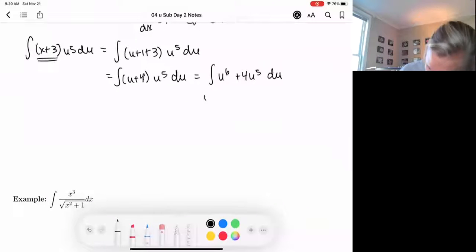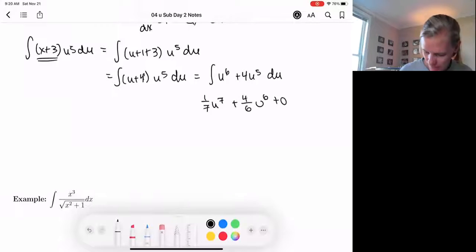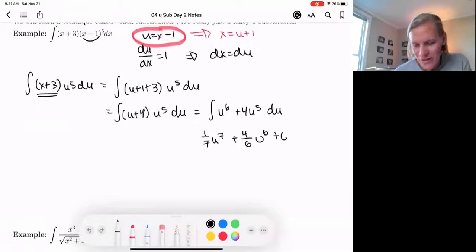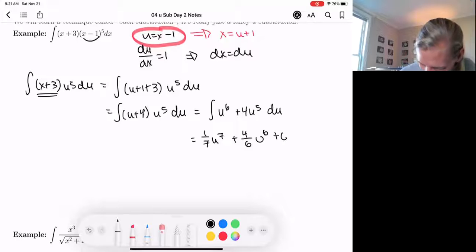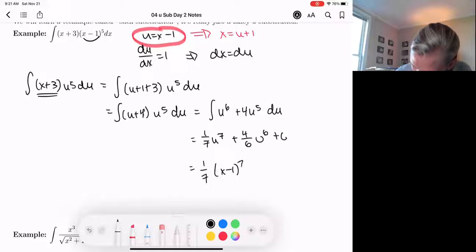So I'm going to get 1/7 u to the 7th plus 4/6 u to the 6th plus c. And so now I can substitute my u back in. This is the point in time where these problems look really messy because the answers are not going to be pretty when I plug x minus 1 in for my u. So 1/7 (x minus 1) to the 7th plus 4/6, which is 2/3, (x minus 1) to the 6th plus c.